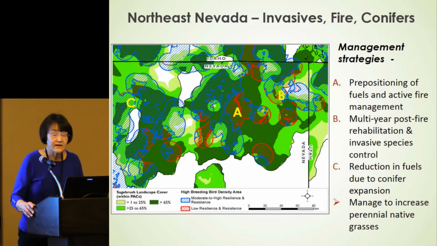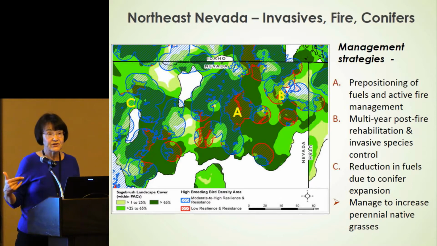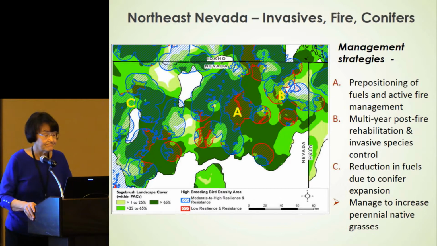Now, to develop targeted management activities, we can overlay the greater sage-grouse breeding bird densities with our information on resilience and resistance, and then also with various land covers that can provide additional information on how we want to target our management activities. Landscape cover of sagebrush can be a valuable layer because it's important for a variety of species, and it also provides an indication of intactness on the landscape.